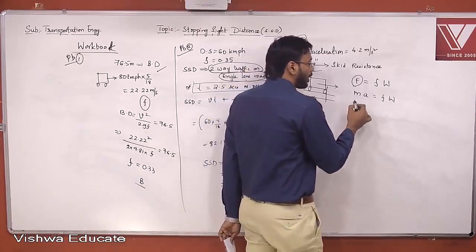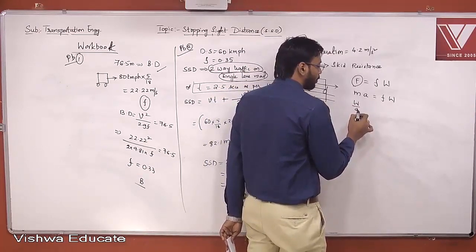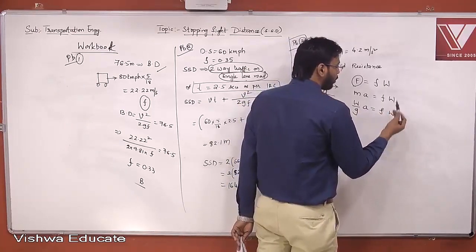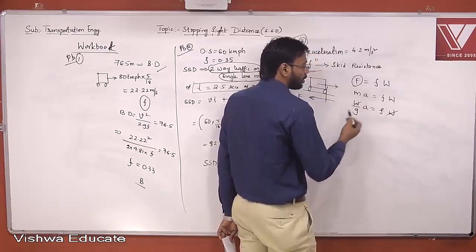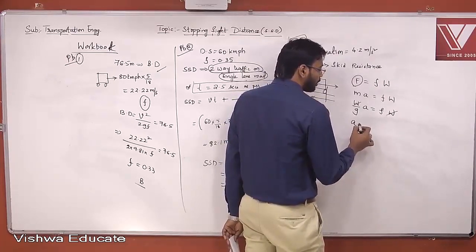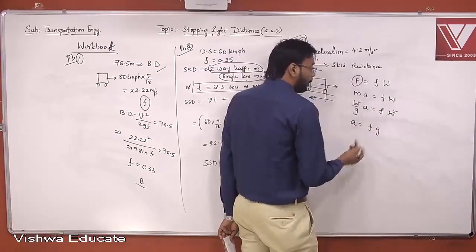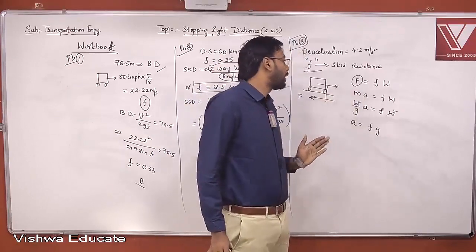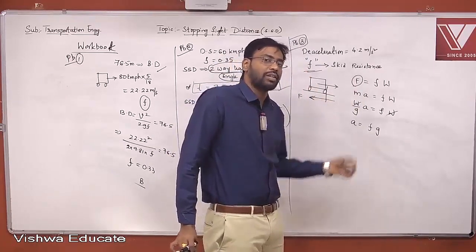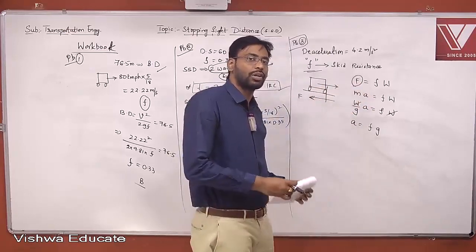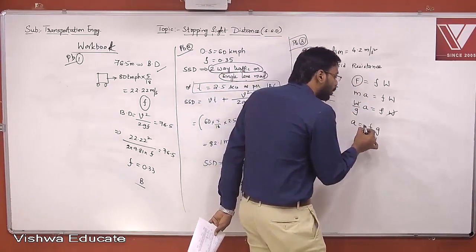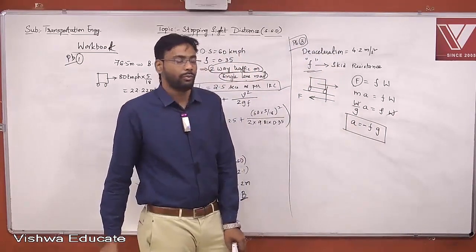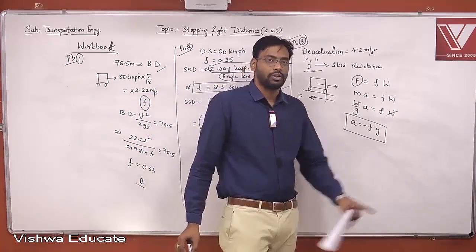This m can be written as W by g, into a is equal to F into W. So this W and W get cancelled. a is equal to F into g, but you have applied a brake, and the speed of the vehicle starts decreasing, so the acceleration also starts decreasing, so it is deceleration. So I indicate it with minus. So deceleration of the vehicle is equal to F into g.